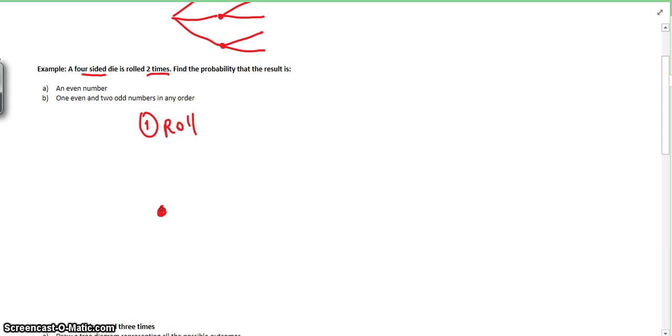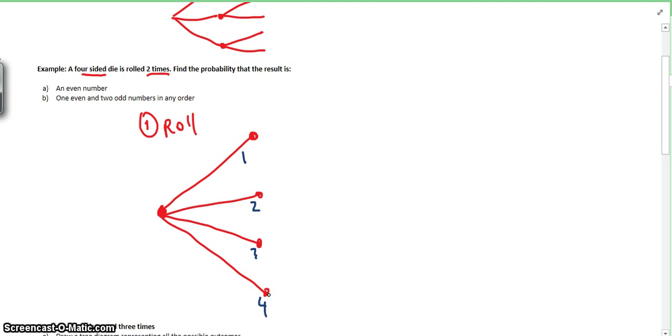From this first roll, we're stemming right there. What are the possible options that we could get from this first roll? Well, we could roll a 1, a 2, a 3, or a 4. These are the 4 possible options that we could get. So I'm going to draw that in a different color. We could roll the number 1, 2, 3, or 4.